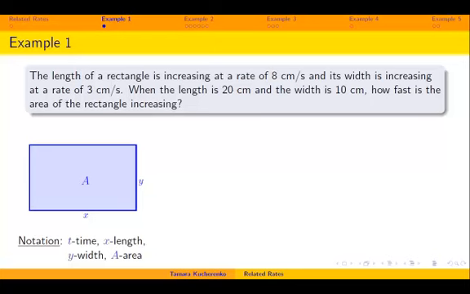The rate of increase of the length x with respect to time is the derivative of x with respect to t, and here it is 8 centimeters per second. The rate of increase of the width y with respect to time is the derivative of y with respect to t, and here it is 3 centimeters per second. We need to find the rate of change of the area, dA/dt, at the moment when x is 20 and y is 10.